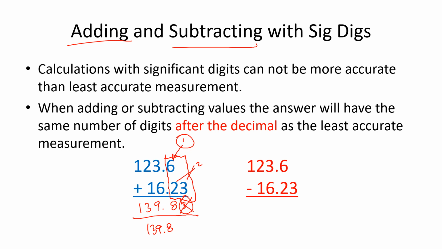123.6 minus 16.23 equals, and this time it's 107.37. We can only keep 1 digit after the decimal, so we're going to get rid of this one, and we round that to 107.4. There you go. Only as accurate as your least accurate measurement.